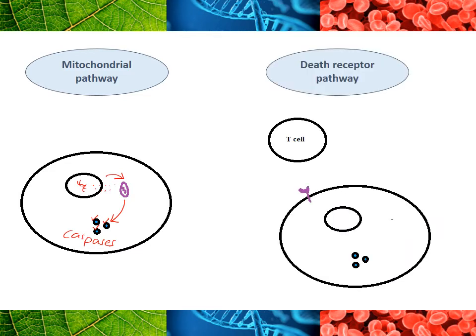In our second example, there's nothing technically wrong with the cell. There might be a virus in there, but the cell might actually be otherwise healthy. There's no damage to the DNA. So in this instance, a signal comes from outside. A T cell is a type of immune cell, and we'll look more at these in a few weeks. This immune cell might know that this cell is infected, and so it will release cytokines usually, and they will bind to our death receptor.